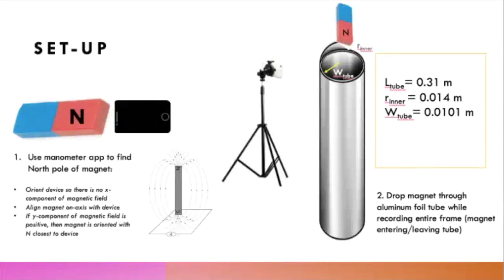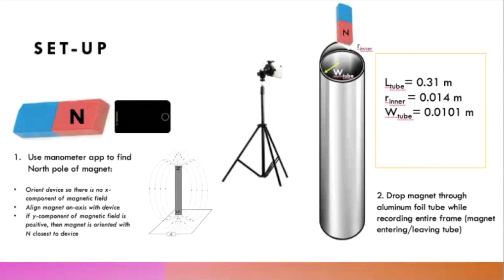the device, since for bar magnets, the magnetic field starts at the north pole and moves in a loop toward the south pole. At this point, you will need to measure the length of your aluminum tube, the width of the aluminum, and the radius of the inner tube. Now, set up your smartphone at a distance so that it is able to record you dropping the magnet. While orienting the bar magnet with the north pole pointed down, drop the magnet into the tube.